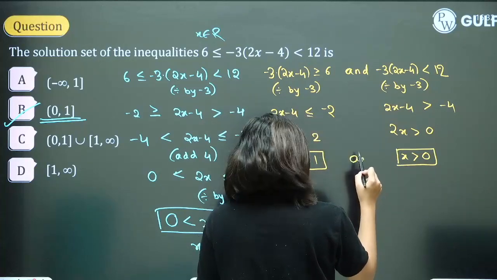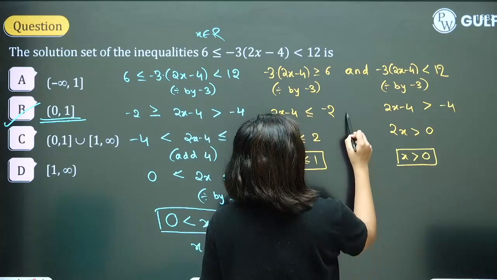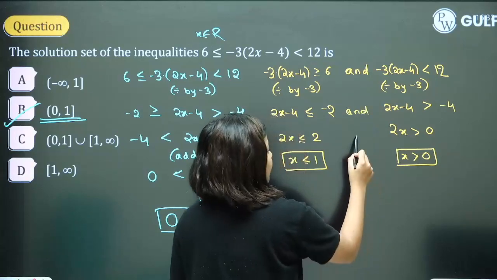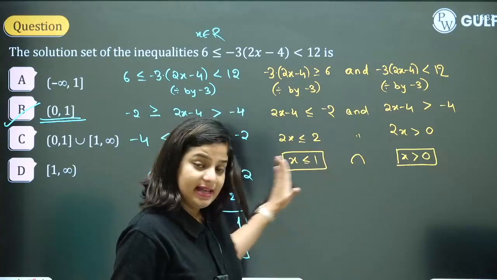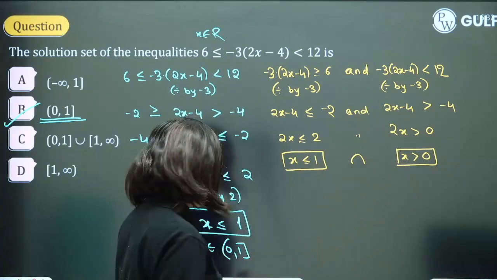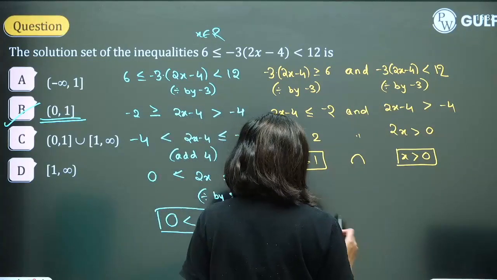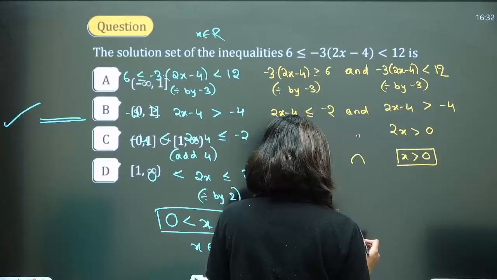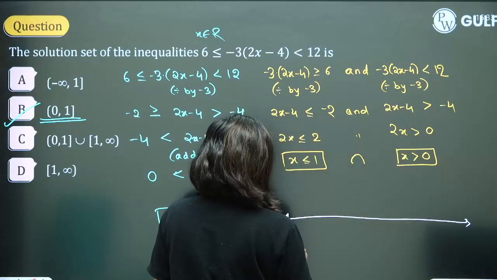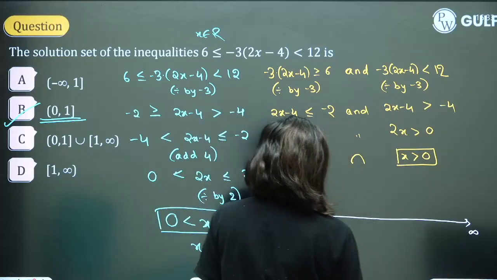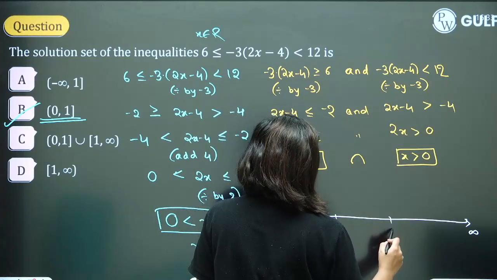There is an "and" in between. My dear boys and girls, "and" means intersection. Do you agree? "And" means intersection. x is less than or equal to 1, x is greater than 0. Let's put both of them on a number line. Minus infinity, plus infinity, 0, 1.